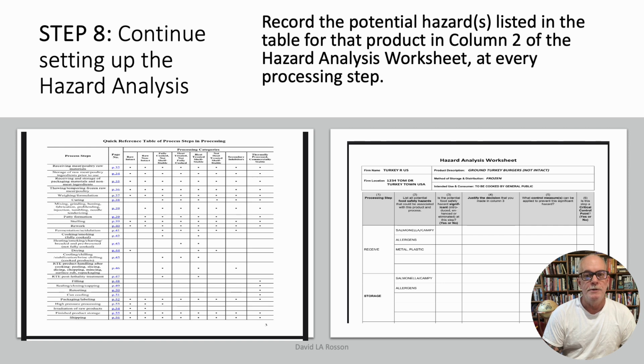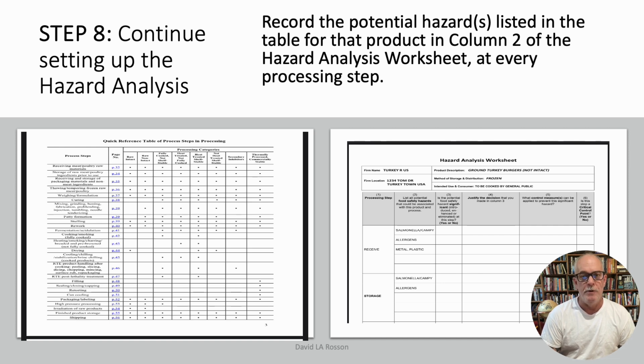Okay, here we go. Step 8. So everything that you found during step 7, all those potential hazards for each process, either slaughter or for processing, now you're going to record those in the corresponding processing step. So record all the hazards that you found at each processing step into that processing step. Make sure you're considering the appropriate animal and the hazards, biological, chemical, physical hazards. Record those hazards in column 2 of your hazard analysis worksheet right now.